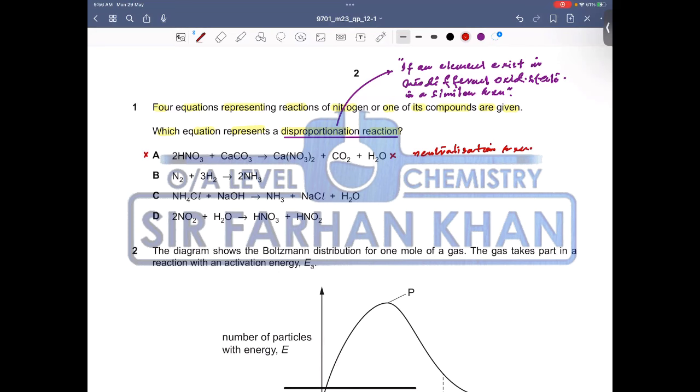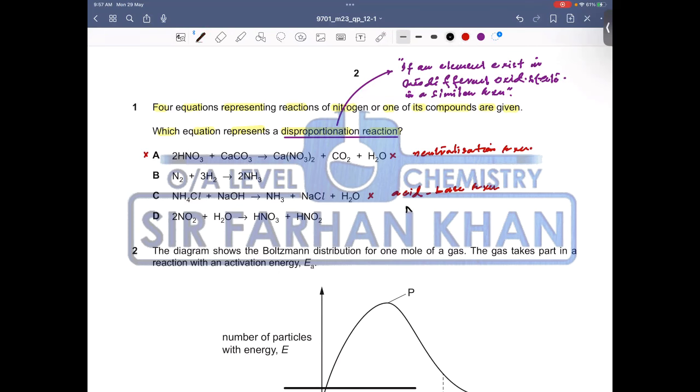Now, similarly, let's talk about option C. When any ammonium salt reacts with any alkali, then always ammonia gas is given off. That's what we have done in the class, along with salt and water. It is not a correct answer because it is an acid-base reaction, because ammonium ions are a conjugate acid. Okay, this is acid-base reaction.